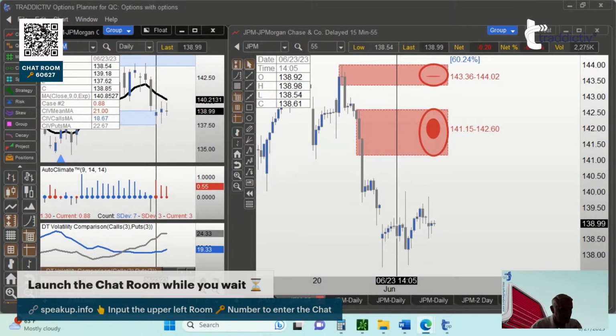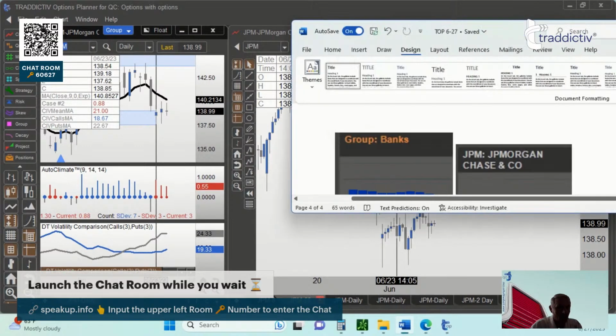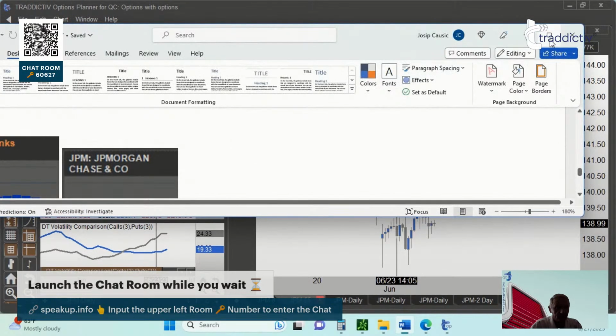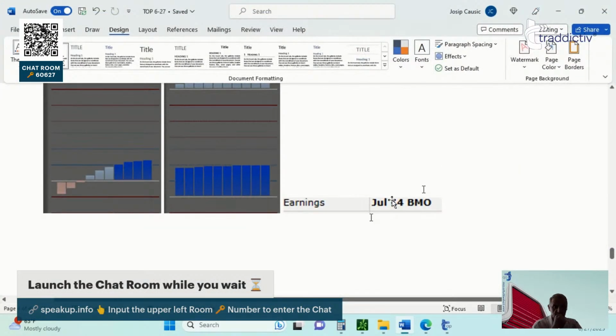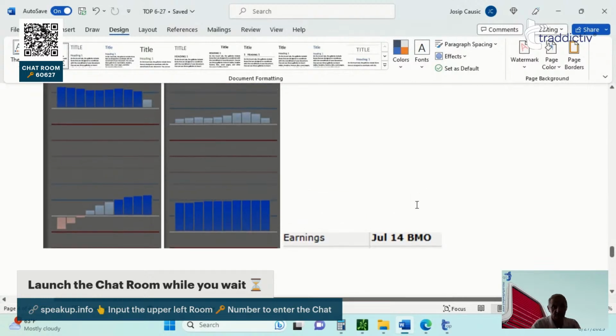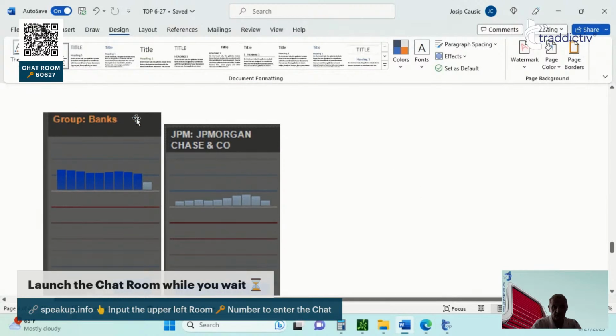I know I kind of rushed. I didn't show you this information, but on JP Morgan Chase, I don't want to trade a July expiry for the simple reason that earnings are on July 14th. So what expiry am I trading? June 30th. So be aware of it.